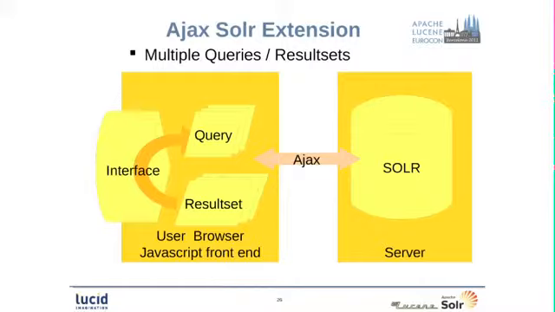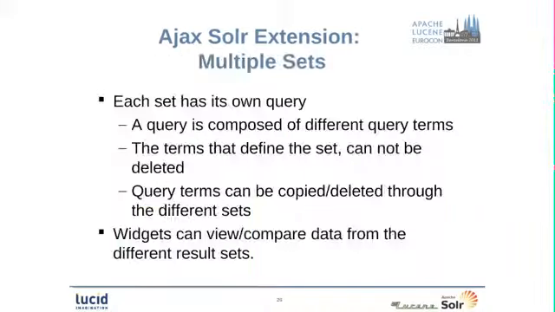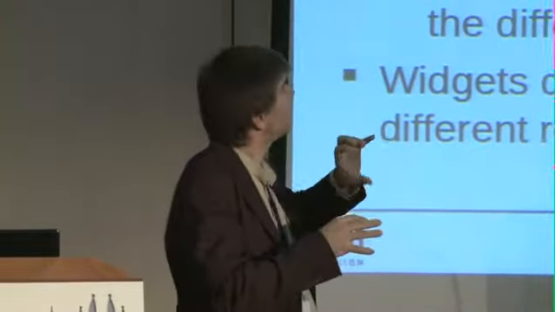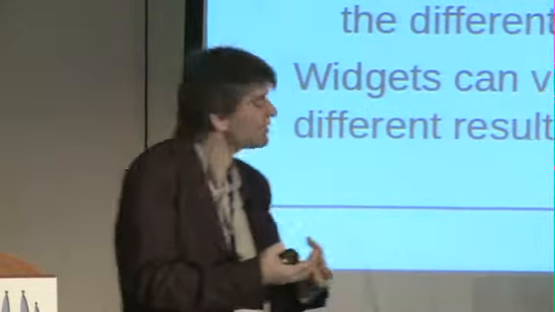What we have done is to add more and more result sets and to add more and more queries. So now when we show the data, we can compare between the different result sets, and we can keep the different queries. So the extension is basically to work with multiple sets. Each set has its own query, and a query can be composed of different query terms. And also, a set can have a basic fixed query.